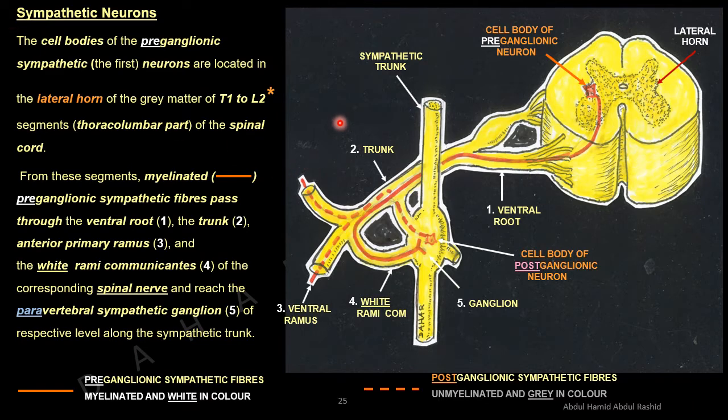So here you will see first order neurons. The cell bodies of the first order neurons are located at the lateral horn of the segments of the spinal cord. Then their nerve fibers will go along number 1, the ventral root of the spinal nerve, number 2, the trunk of the spinal nerve, number 3, the ventral ramus of the spinal nerve, and then from there continue through the white rami communicant to reach the sympathetic ganglion along the sympathetic chain.